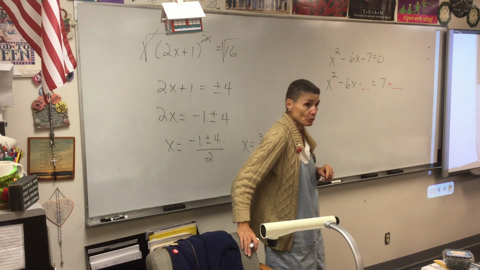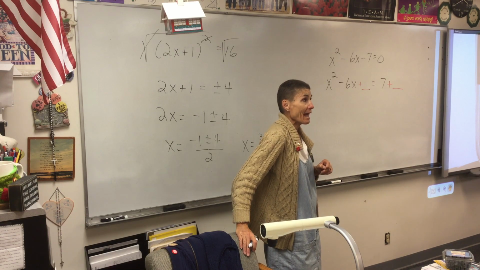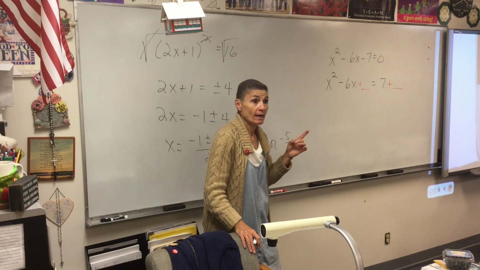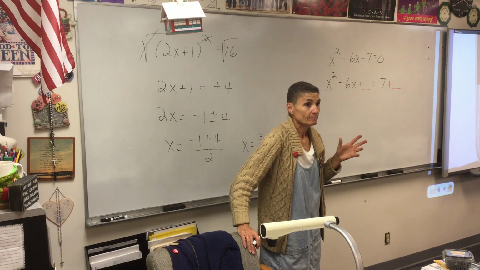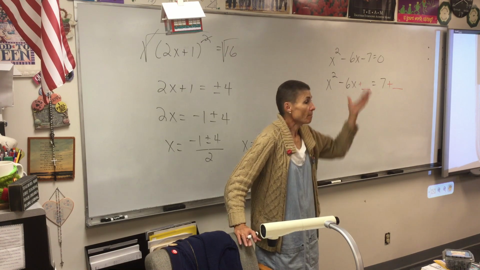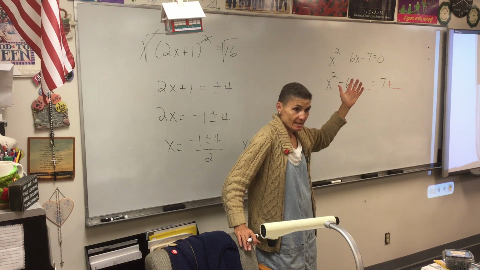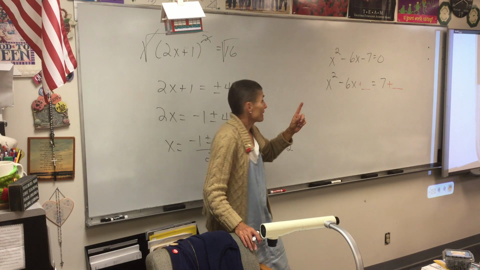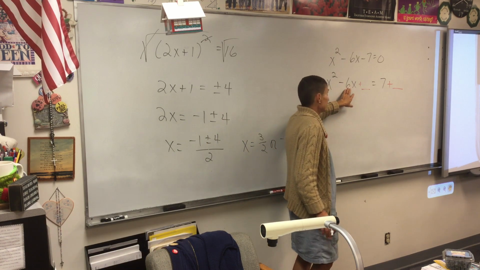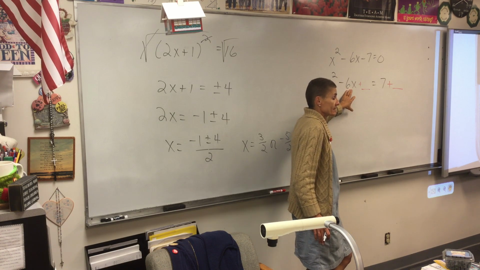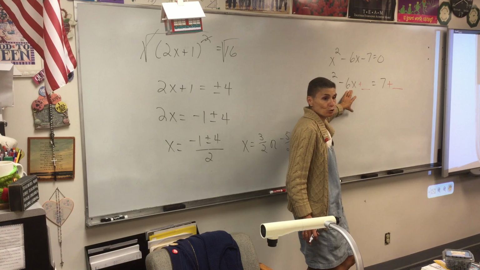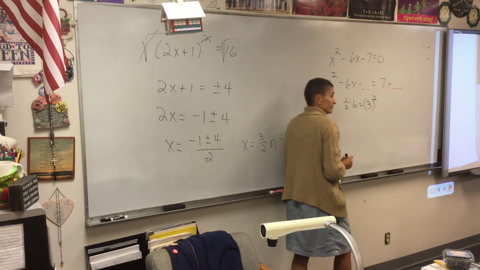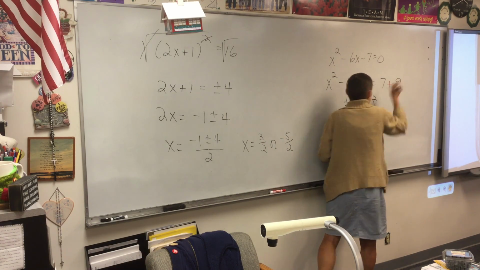Does anyone happen to remember what we add to both sides? Somebody said nine, and that's right. How'd you get nine? Isn't it 6 divided by 2? Somebody remembers her algebra. 6 divided by 2, no, it's 6 divided by 2 squared. So we take half of this number. Half of 6 is 3, and you square it. Add 9 to both sides.